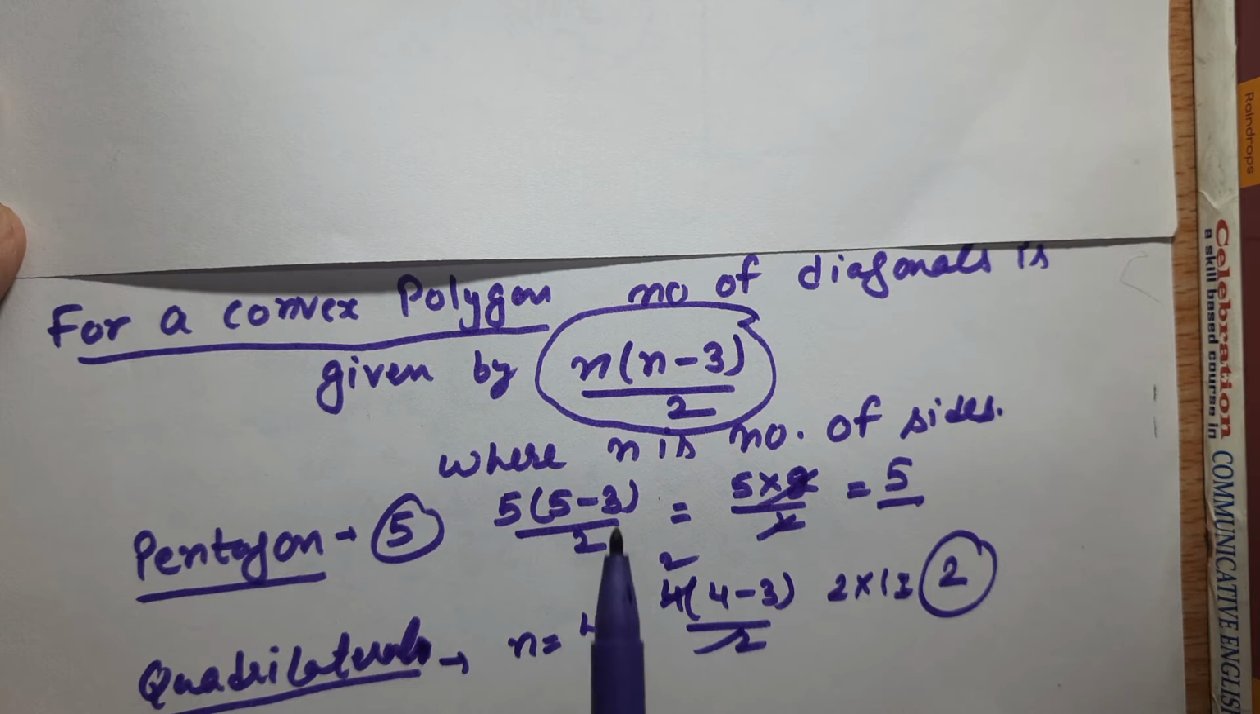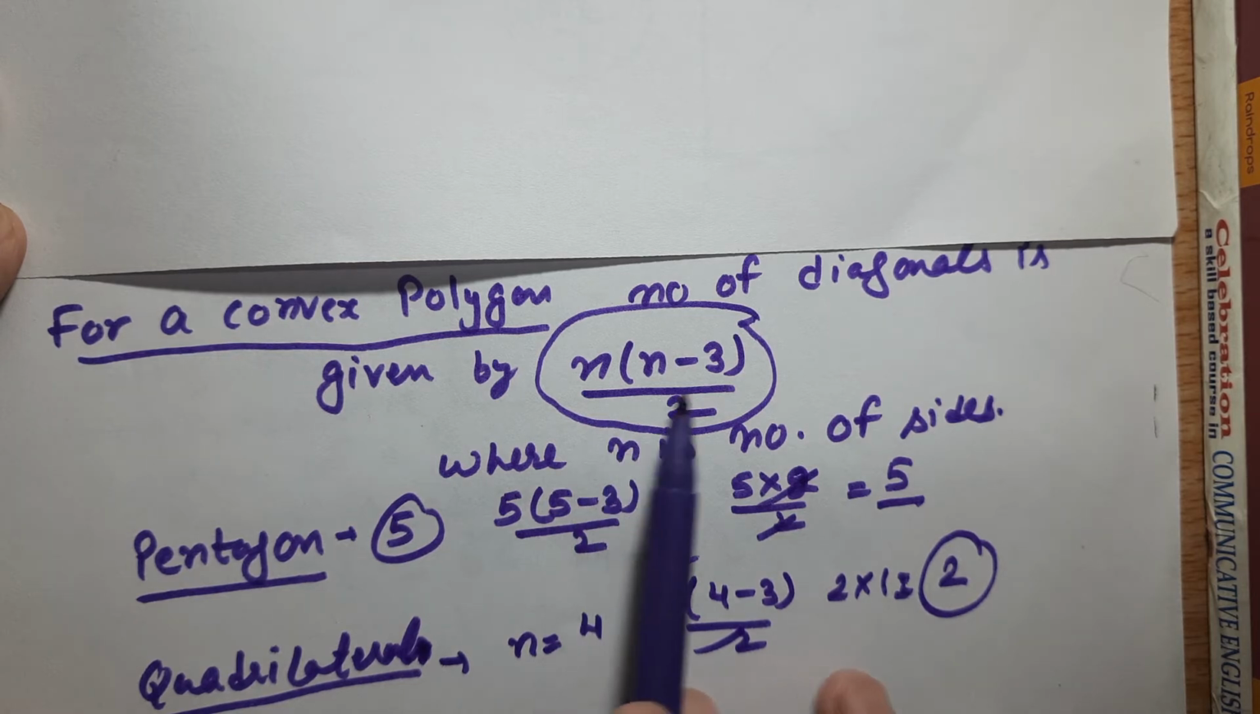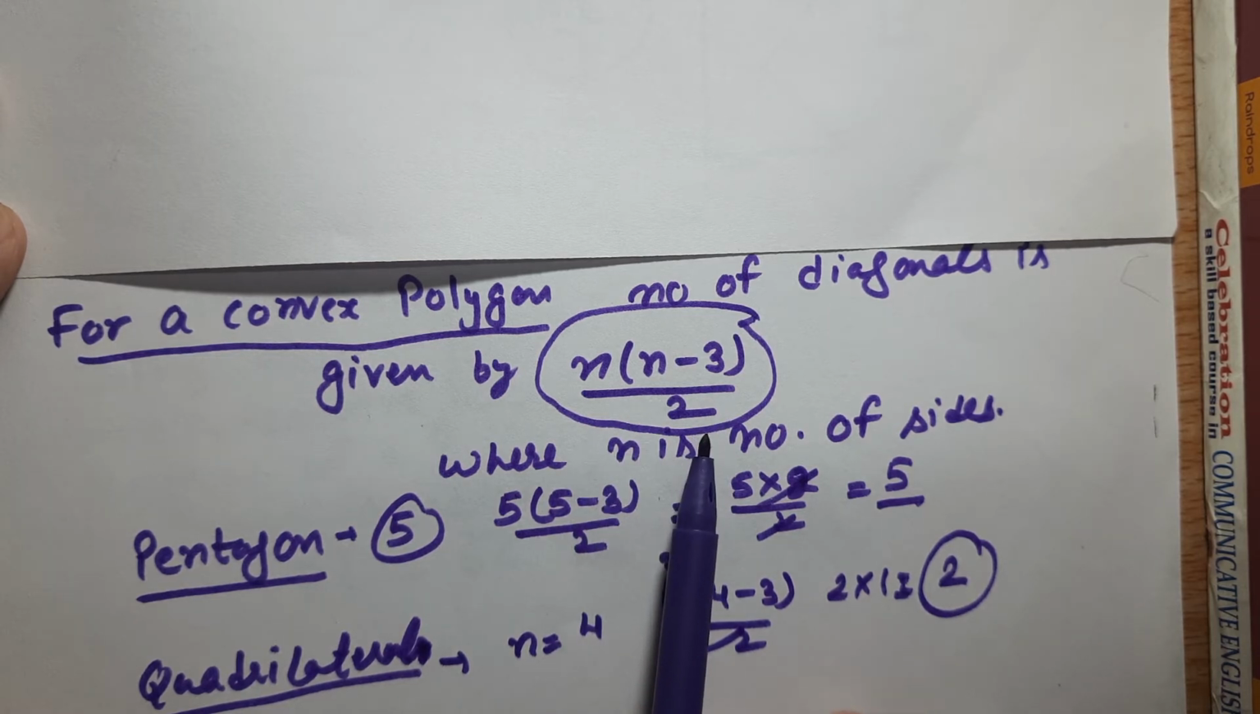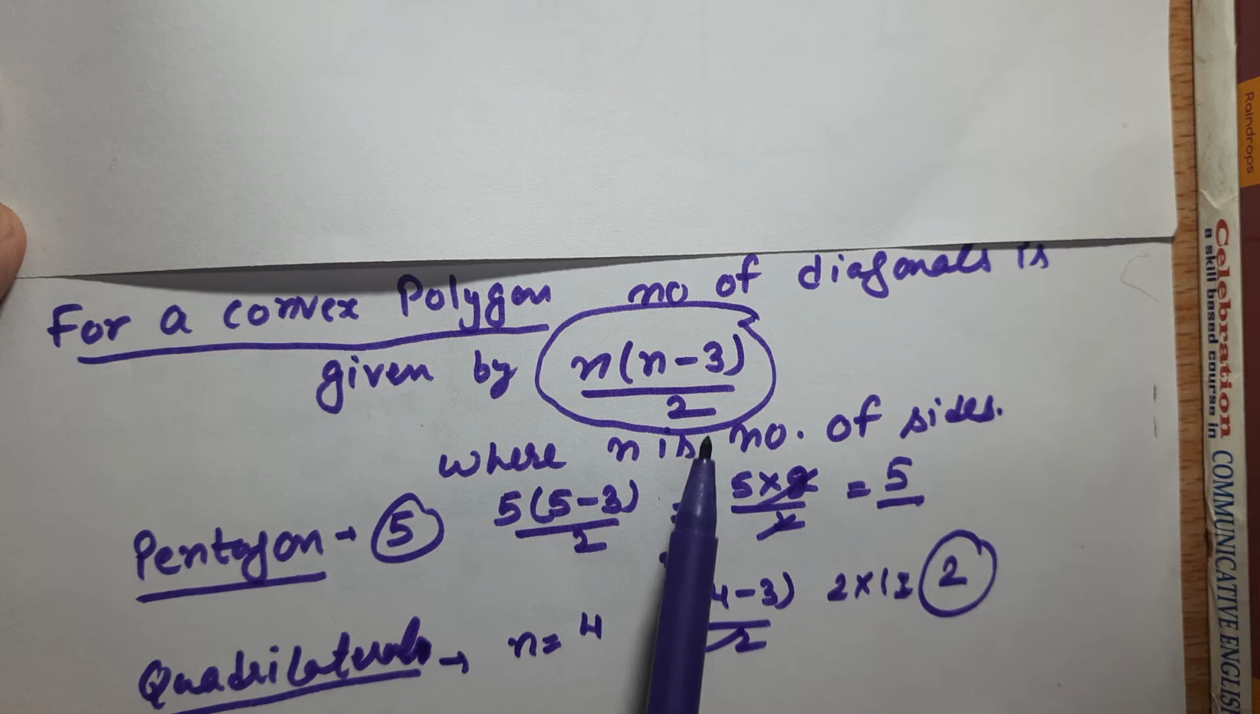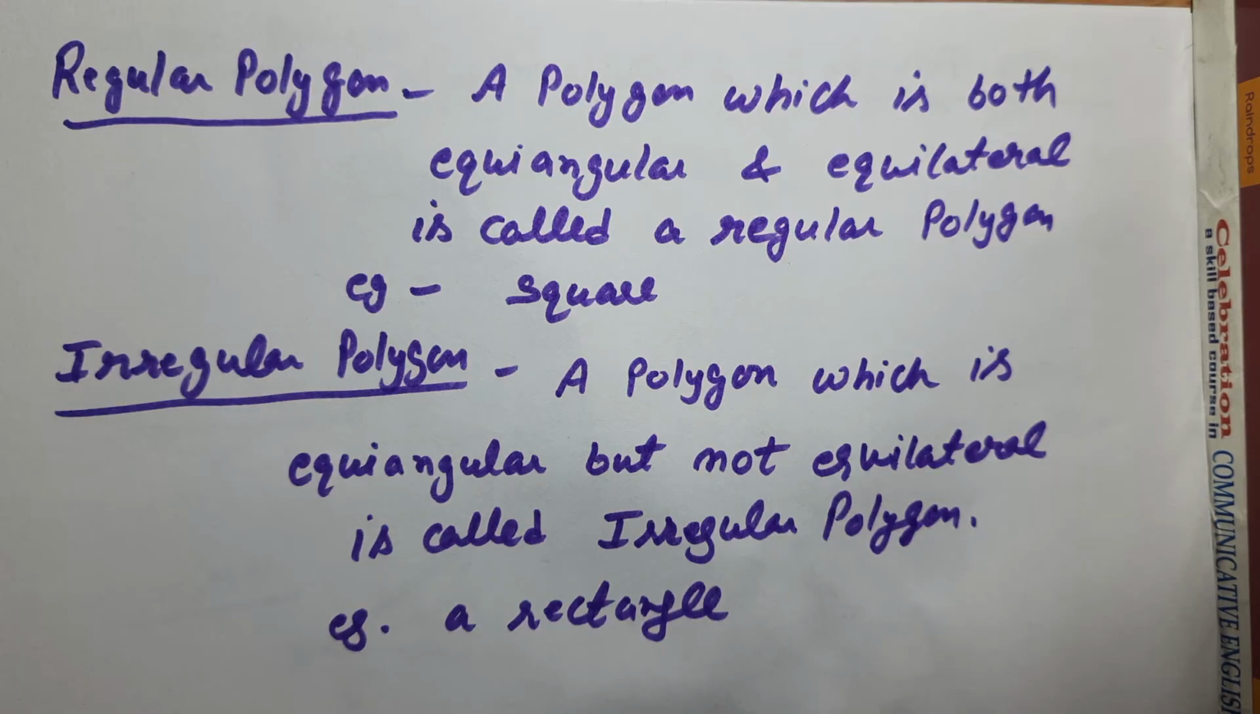So remember this formula. What is the formula? N into n minus 3 upon 2. For finding the number of diagonals of a convex polygon, the formula is n into n minus 3 upon 2, where n is the number of sides.